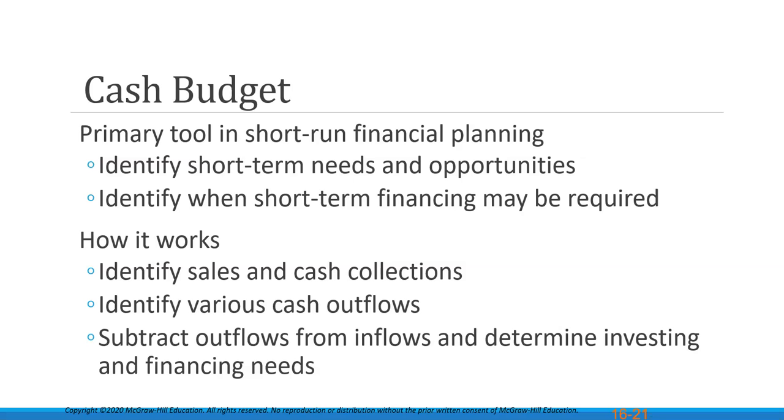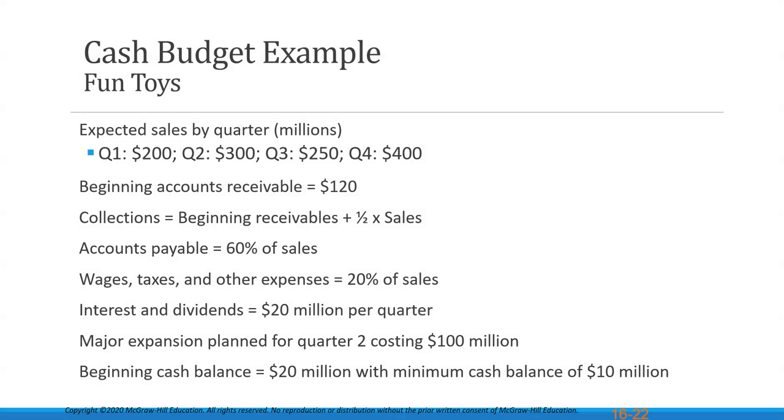Another tool that we use in short-run financial planning is a cash budget. So you should recognize a cash budget from your accounting classes, where we look to identify when we're going to have those needs for cash, when we might need short-term financing, what our cash needs are. We look to identify when we're going to receive cash and when cash needs to be paid. So we're going to look at an example of a cash budget here for a toy company.